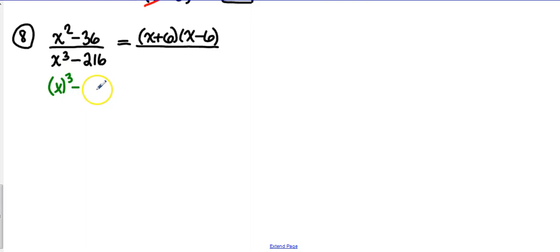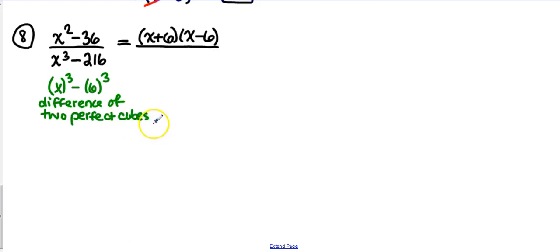So what number cubed gets me 216? Think, think, think. If you're writing in pencil, commit to an answer. Let's see what you write. The answer is 6 cubed. So we can write x cubed minus 216 as x to the third minus 6 to the third. Difference of two perfect cubes.